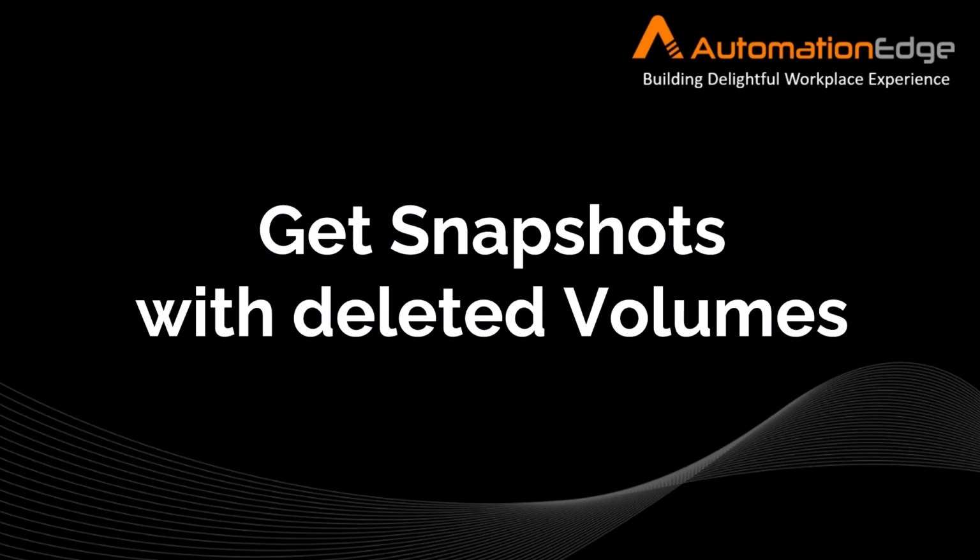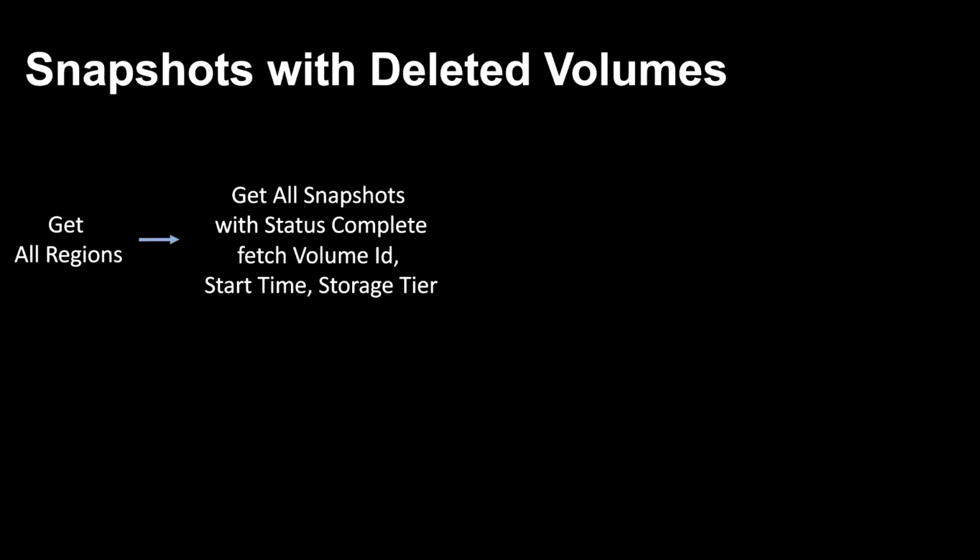First, let us discuss the scope of the automation workflow I have built. In the workflow, I first get all the regions in my EC2 account. I then get all the snapshots in all the regions with status completed. I fetch the snapshot ID, volume ID, start time and storage tier as output fields. I then filter the snapshots where volume ID is not null, or in other words, snapshots with attached volumes.